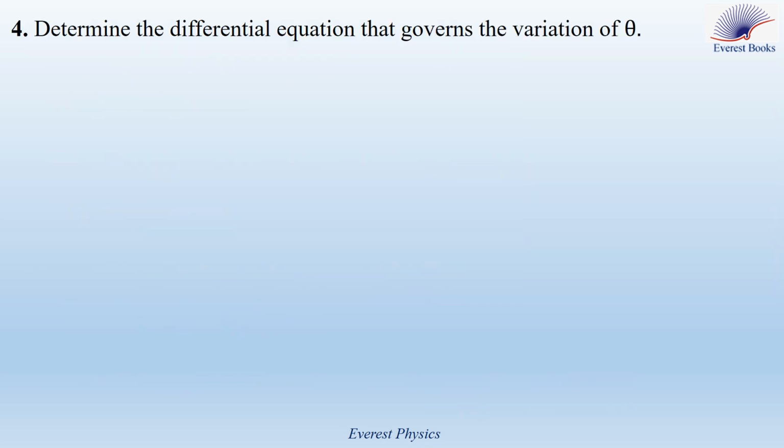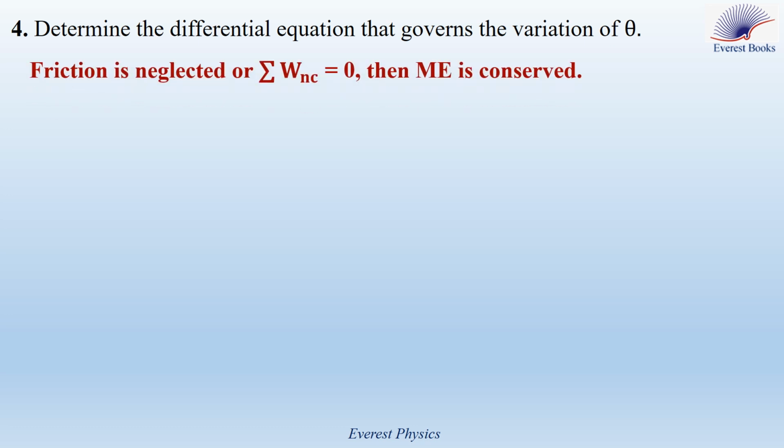Part 4. Determine the differential equation that governs the variation of theta. Since friction is neglected, or the sum of the works done by the non-conservative forces is 0, then the mechanical energy is conserved, or ME is constant. Using the expression of the mechanical energy proved in the previous slide, let's differentiate both sides with respect to time.